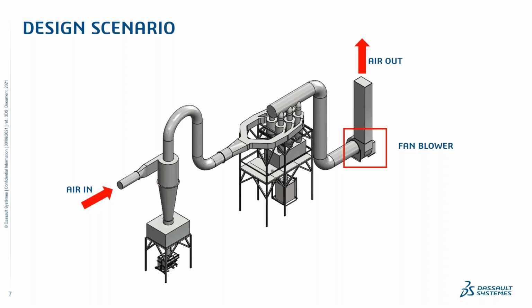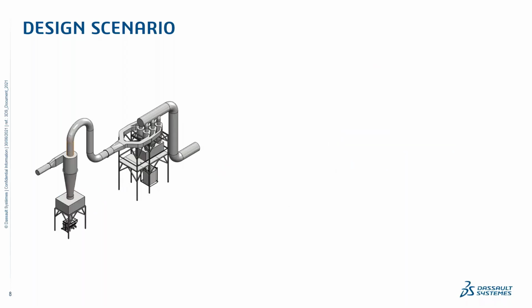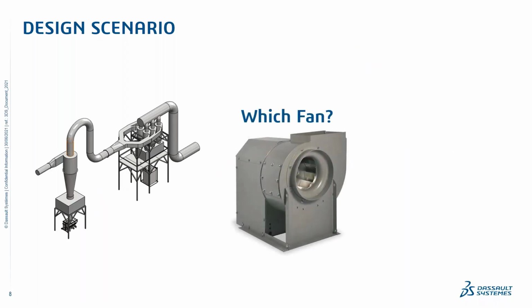You have air coming in from the left-hand side as shown. Air is coming out on the right-hand side as shown. What is critical to know at this point is there is a fan blower. So let's say, for example, we want to understand what fan we should be using for this entire design. The left-hand side picture is the actual design, and we're trying to figure out which fan we should be using depending upon the flow requirement in the system.